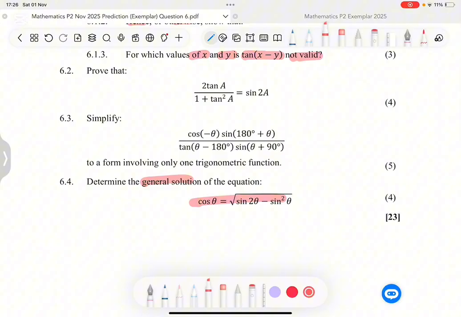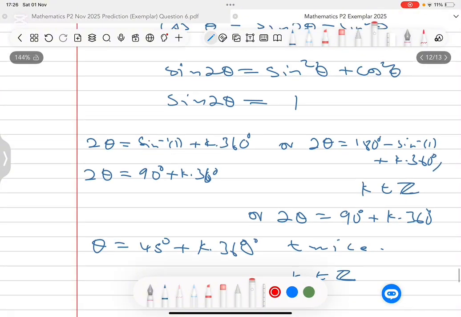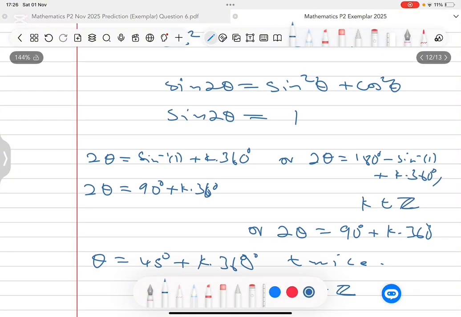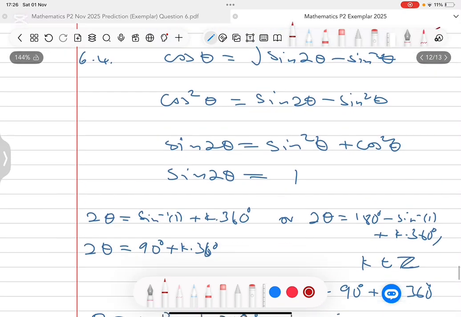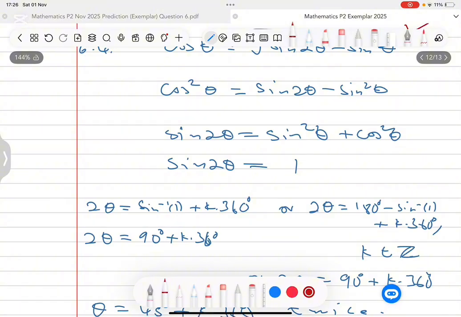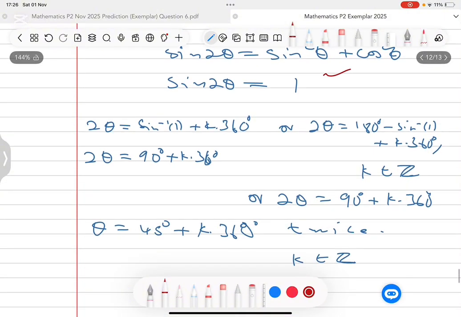Now this question is only for 4 marks. We are going to get the first mark for squaring both sides, for using the identity for 1, applying our general solution on both sides, and writing the final answer there.